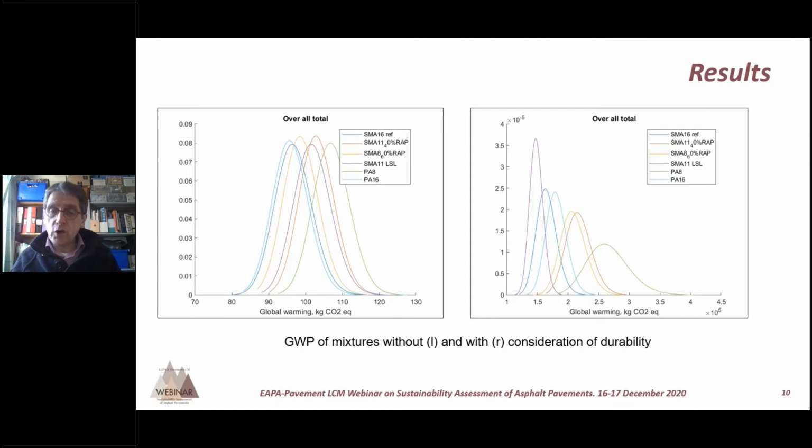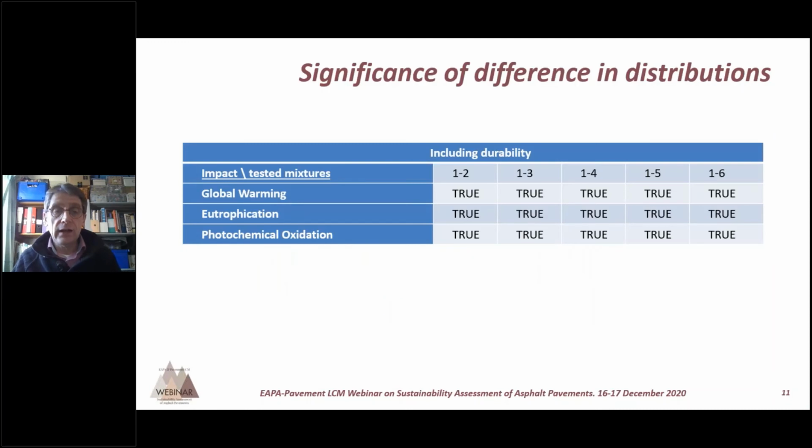So now we've got not just the central estimates for the LCA results, but distributions of their uncertainty. And that means you can do a statistical analysis to compare the distributions to decide whether or not they're statistically different, to help you in your interpretation of the results. And if we compare these results on the right of the other 5 mixtures compared to the SMA 16 reference material, mixture 1, then you can see that in fact all the distributions are statistically different from that mixture. So it's really separating the mixtures out.